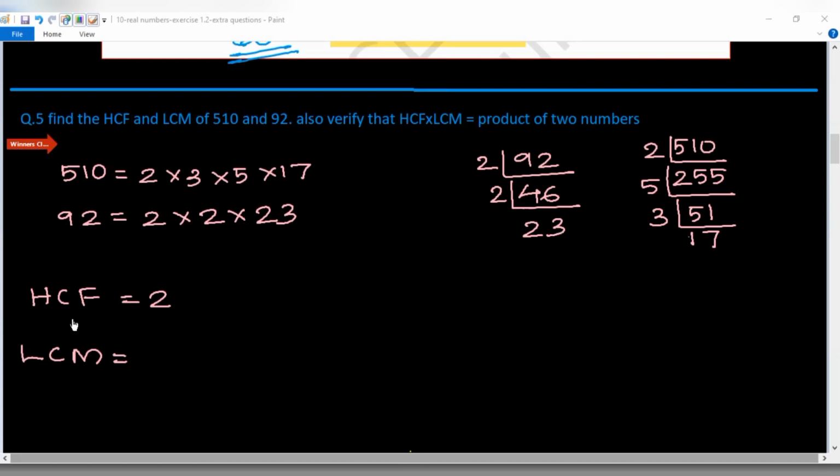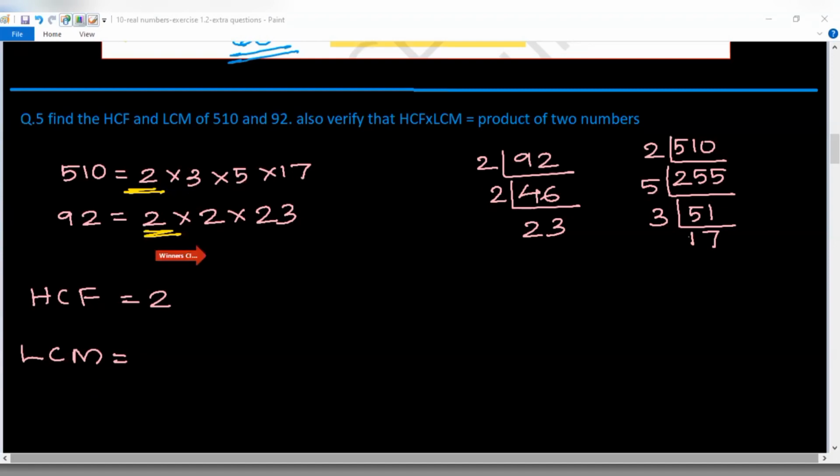Now the HCF means highest common factor. So how many common factors are there for these two numbers? 2. 2 is there as common, right? Among these two numbers, 2 is common, and 2 comes only once as common. So it is HCF. Now LCM. We need LCM. LCM means the highest powers of all the factors we have to take, right? Least common multiple. Multiple means it should be bigger than the given numbers, or at least equal to or bigger than. Okay, so LCM means the highest powers of all the factors we have to consider.